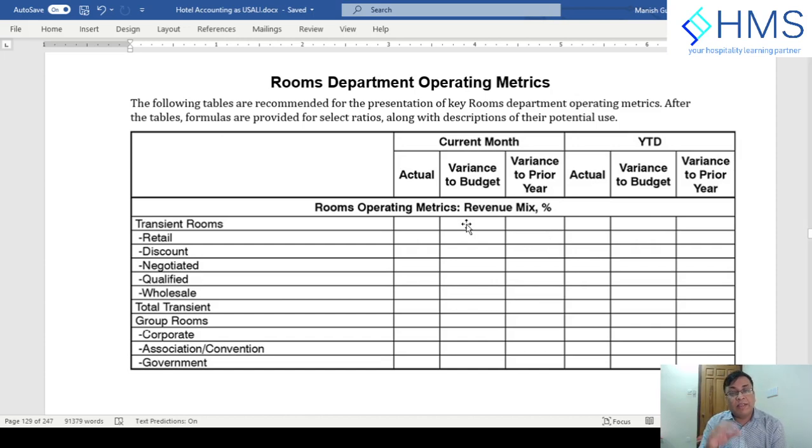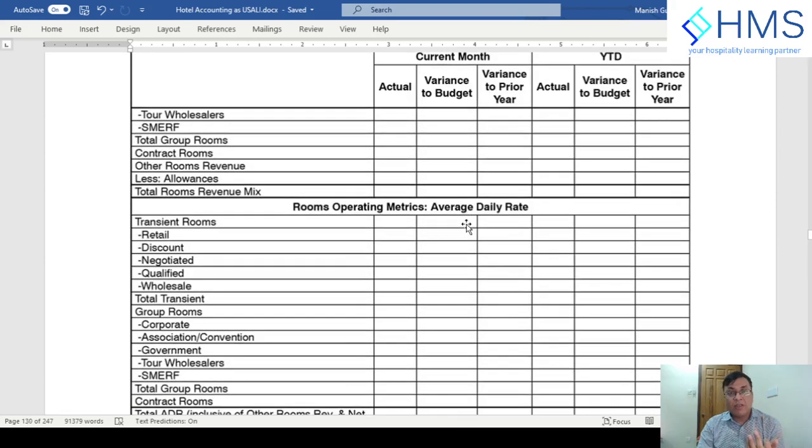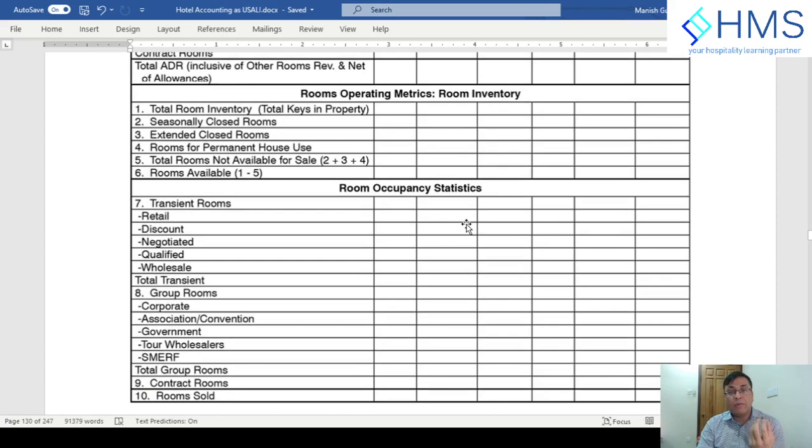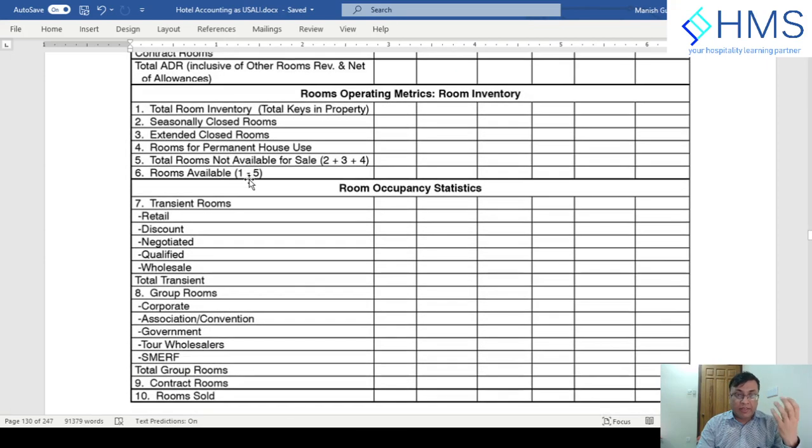One for revenue mix in terms of dollars. You can have it in terms of percentages of the dollars, in terms of daily ADRs, or in terms of the occupancy statistics for each subsegment. Here again, you will be looking at the contract room revenue, the other room revenue, and the allowances. For other room revenue, there is no average daily rate, because that's not required there, but it's there for the revenue mix. You will have it for allowances. The allowances, as we learned earlier, are only for service recovery, discounts given for service recovery.